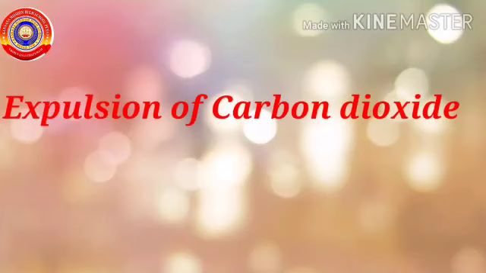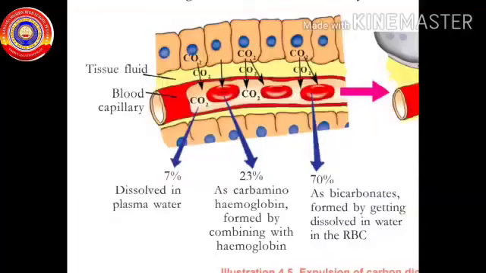Next topic is the expulsion of carbon dioxide. Carbon dioxide and water are the end products of respiration. We already learned that one. The water is eliminated in the form of sweat and urine. But how is carbon dioxide, the major byproduct of respiration, eliminated from the cells?